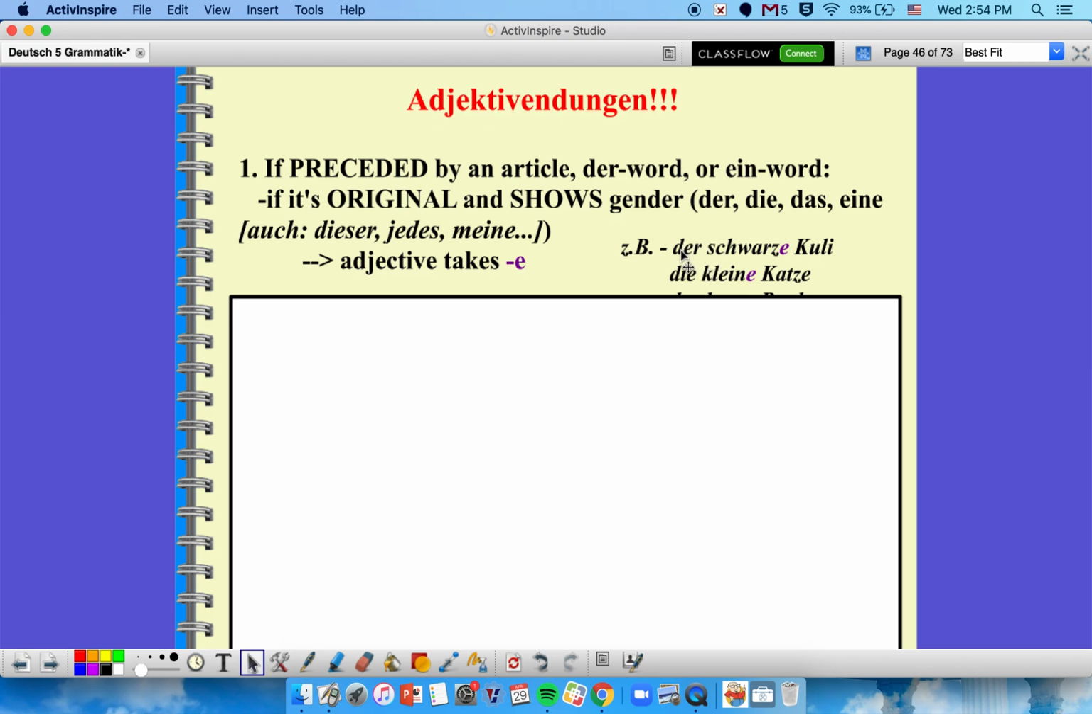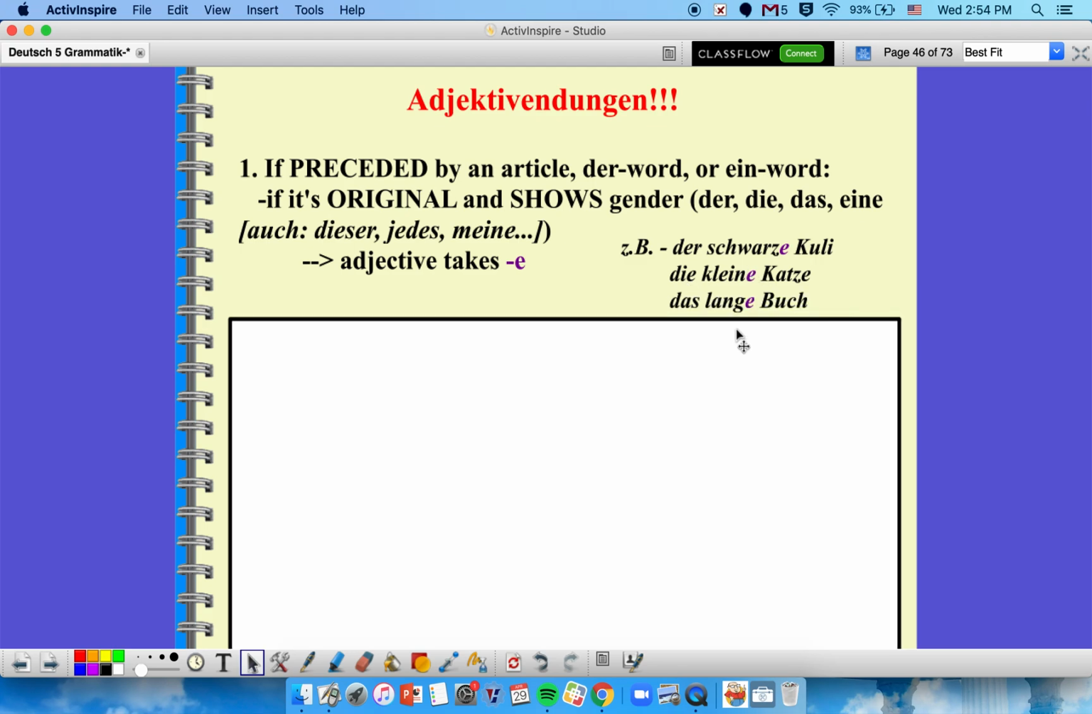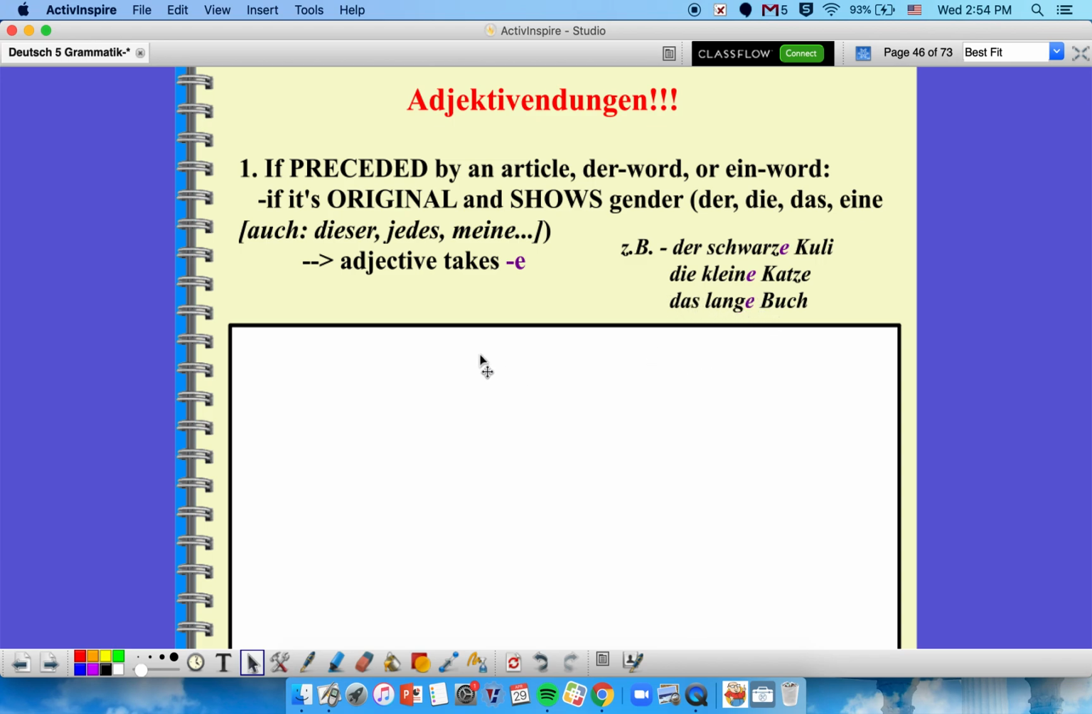So examples here. Der schwarze Kuli. Der is original for the word Kuli, and it shows that it's masculine. So just have an E. Die kleine Katze. Die is original, shows that it's feminine. So just have an E. Das lange Buch. Das is original for Buch, shows that it's neuter. So just have an E.